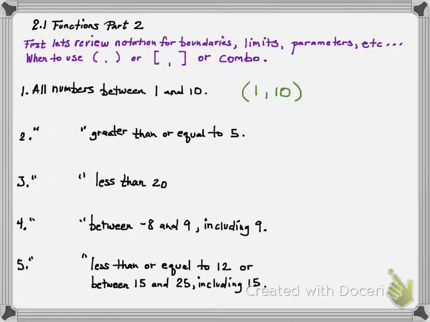Number 2, let's talk about all the numbers greater than or equal to 5. So I want numbers greater than 5. So that'd be 6, 7, 8.5, etc. All the way out to positive infinity. So we're going to go from 5 to infinity because we want everything bigger than 5.